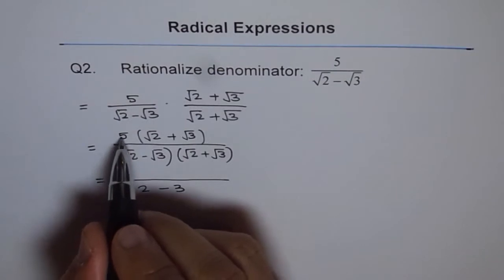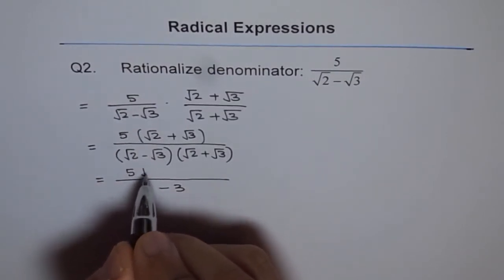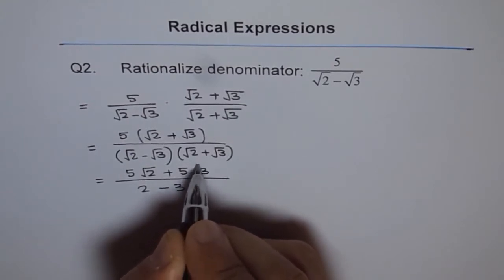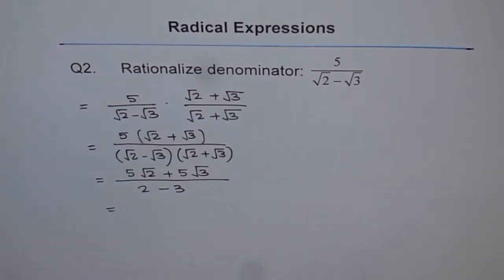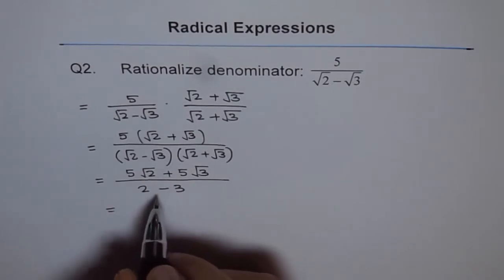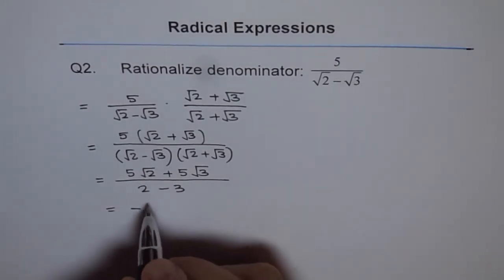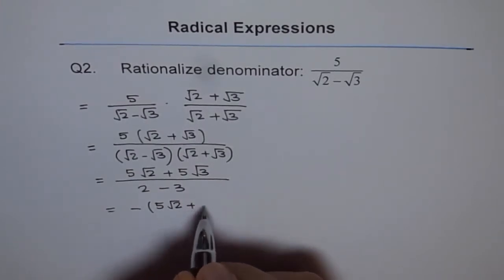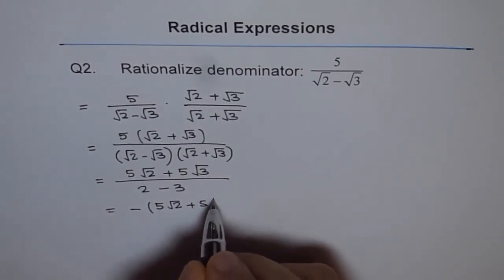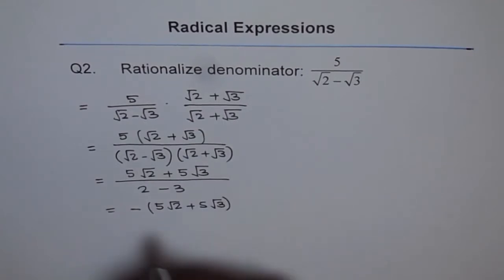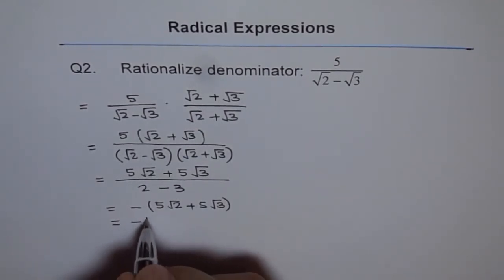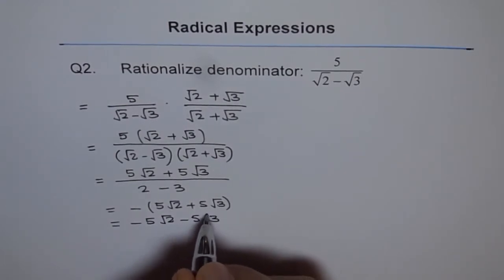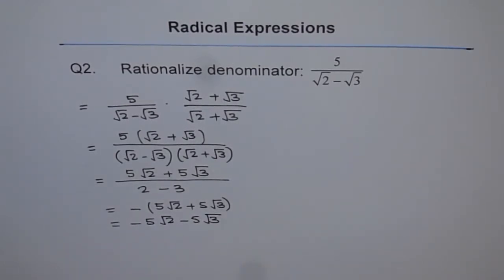And the numerator we can expand, we get 5 square root 2 plus 5 square root 3. Now 2 minus 3 is minus 1, right? So we can write this as minus of 5 square root 2 plus 5 square root 3, right? Which is minus 5 square root 2 minus 5 square root 3. So that is the final answer.